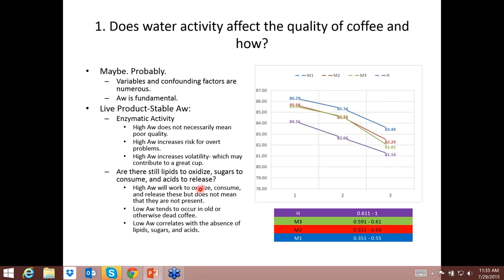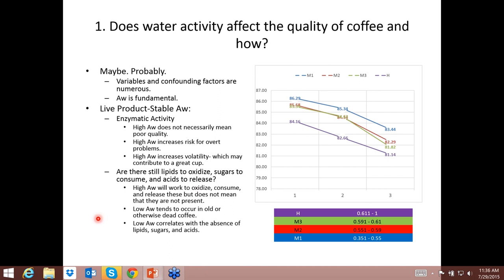Okay, so first one, does water activity affect the quality of coffee and how? Here's my answer: maybe, and in fact, at this point, it's probably. Now, maybe and probably, this is me kind of hedging a little bit. I will go ahead and say that we are beginning to use water activity as an index for decisions here.